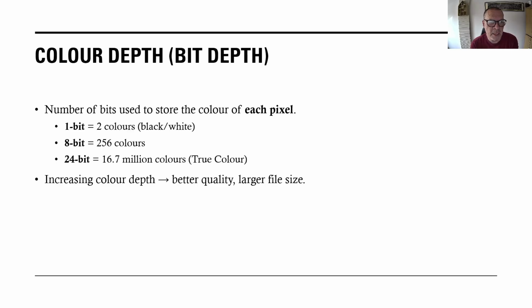Having that sort of bit depth allows you to have very realistic images with very many colors to cope with an image. So if you increase the color depth, you have better quality, you can have a more realistic image, but again, you end up with a larger file size because you have to store more bits for every single pixel.